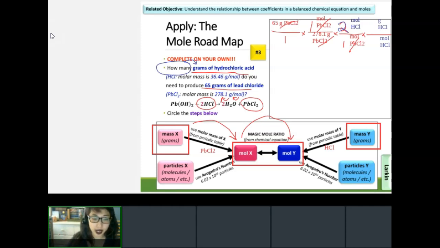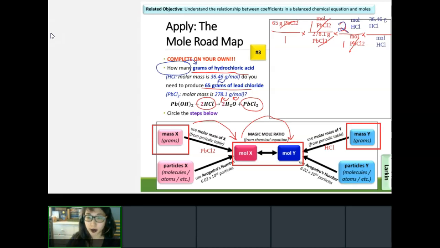Again, the only thing that has grams and moles is molar mass. So let's take a look at that molar mass right here. How many grams are in the molar mass of hydrochloric acid? What number is next to grams? Yeah, 36.46. Let's fill that in. 36.46. And I will try to make this bigger. Come on, go bigger. There we go.